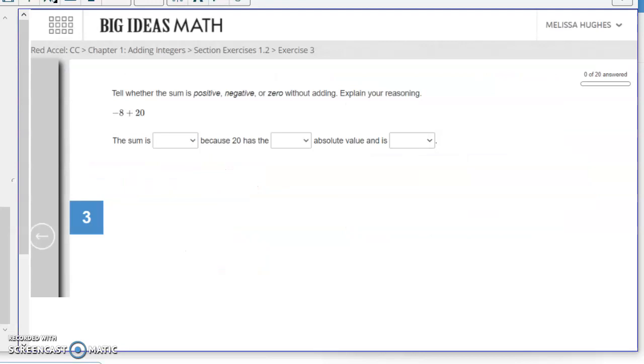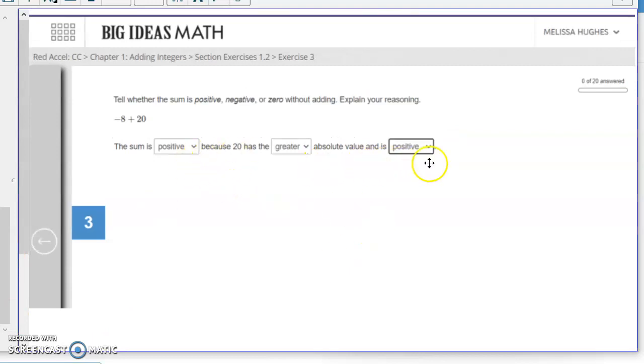Now what I'd like you to do is do your homework assignment, and of course it is on bigideasmath.com, and you're going to see a lot of pull down menus here. Make sure you're reading the question, and that's kind of guiding you through explaining your reasoning. So the sum of negative 8 plus 20 would have to be positive because 20 has the greater absolute value and is positive. So that is how you would answer that question with this pull down menu explaining your reasoning.